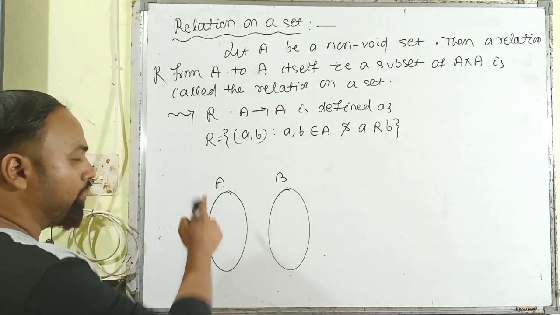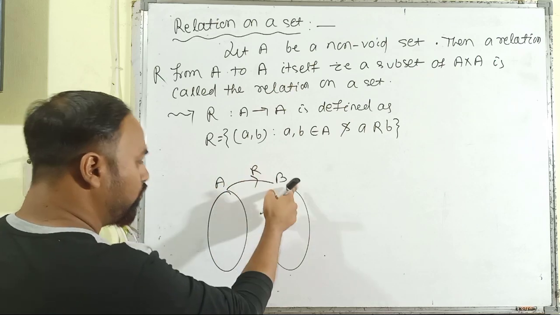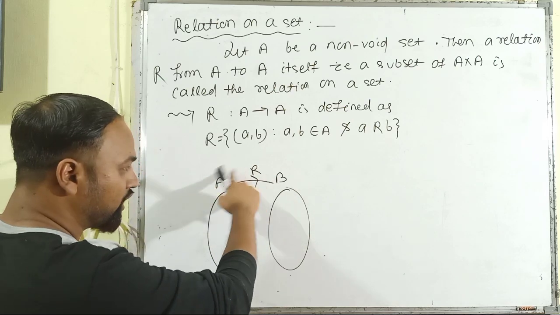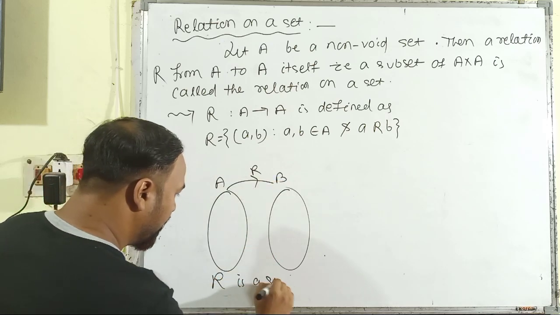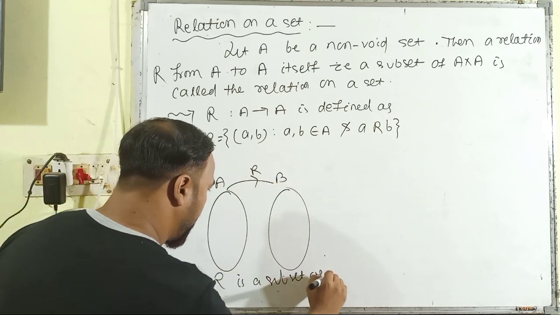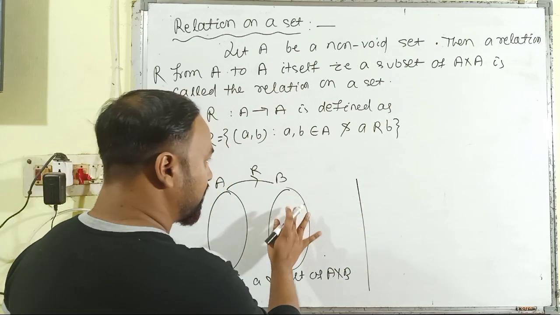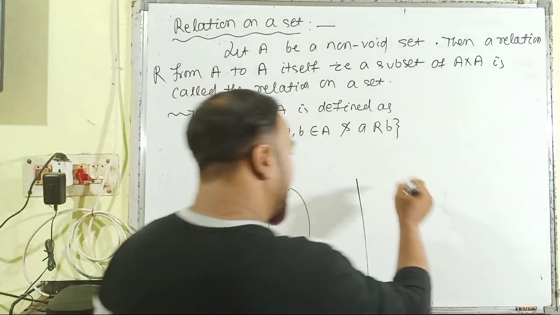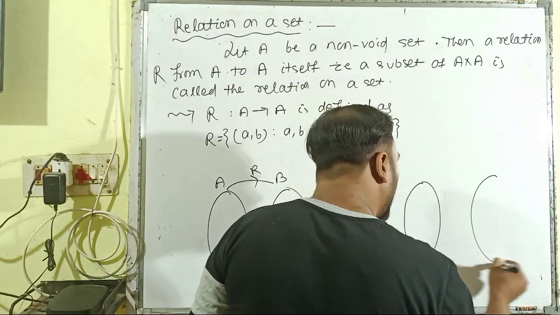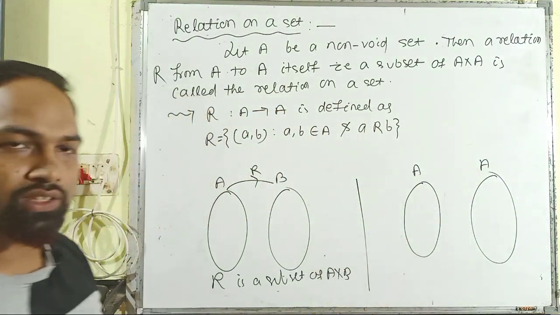First of all, we were determining the relation R from A to B. So R is a subset of A cross B, and we have already discussed it between two sets. But now we have to discuss the relation R from the set A to itself. That means we have to take that set twice.